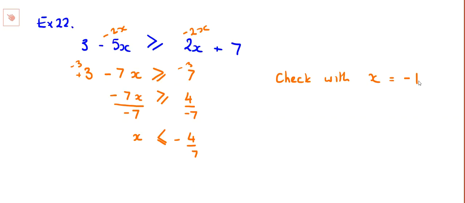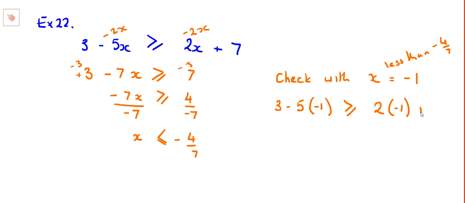Minus 4 over 7 is not even, it's just over halfway, isn't it? So if we use negative 1, that is less than negative 4 over 7. If you did negative 5 over 7, you're fine. You just give yourself a harder one to do. So then what we do is this. We should say that 3 minus 5 times negative 1 should be greater than or equal to 2 times negative 1 plus 7.